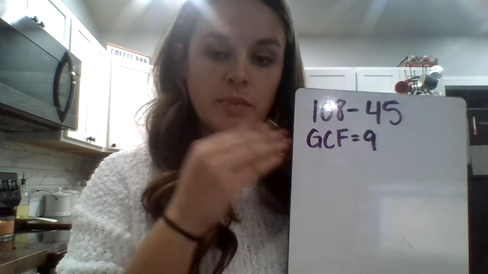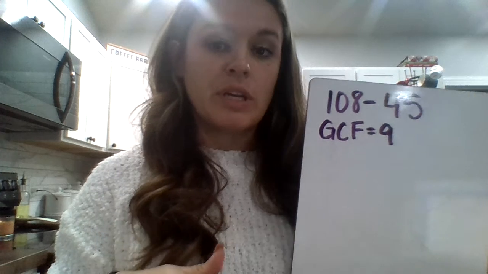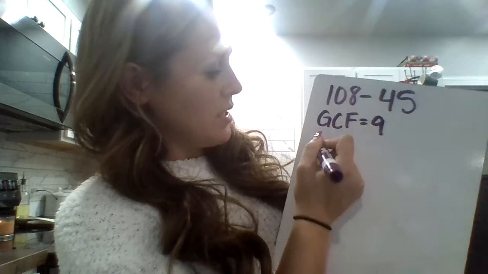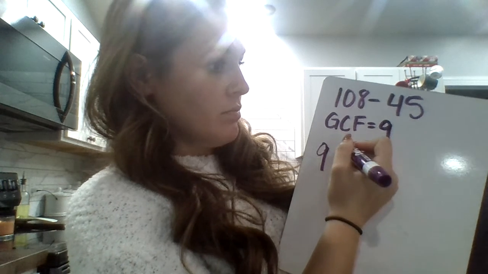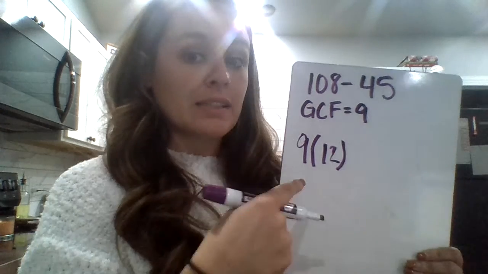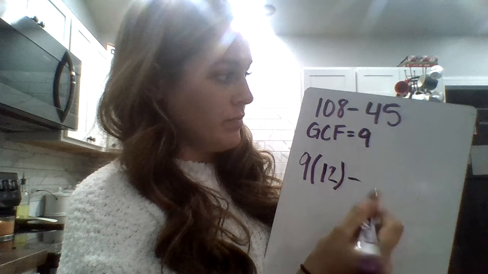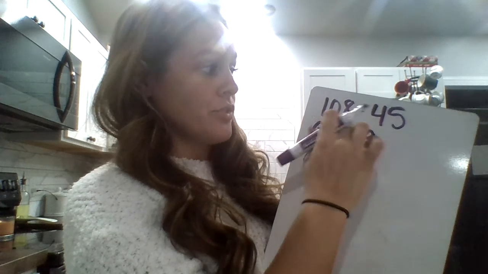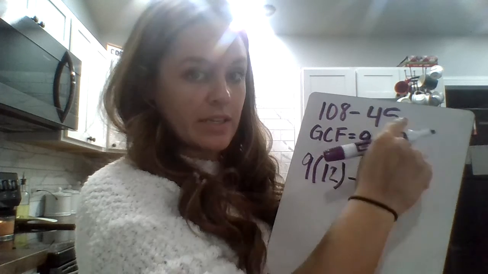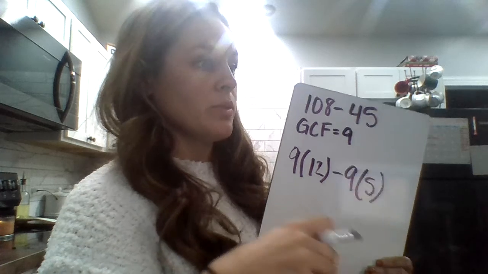Okay, so this is the problem that it started with, and you needed to find the greatest common factor. We found it. It was 9. So now it wants us to put it in the distributive property. So how we would do this is 9 goes on the outside. 9 times what would give us 108? And that's 12. And see how we had subtraction up here? We're also going to have it here. So 9 times 12 is 108. Now we have to do the 45. So we're going to put another 9. 9 times what is 45? And that's 5. So that is how you would put it into the distributive property.